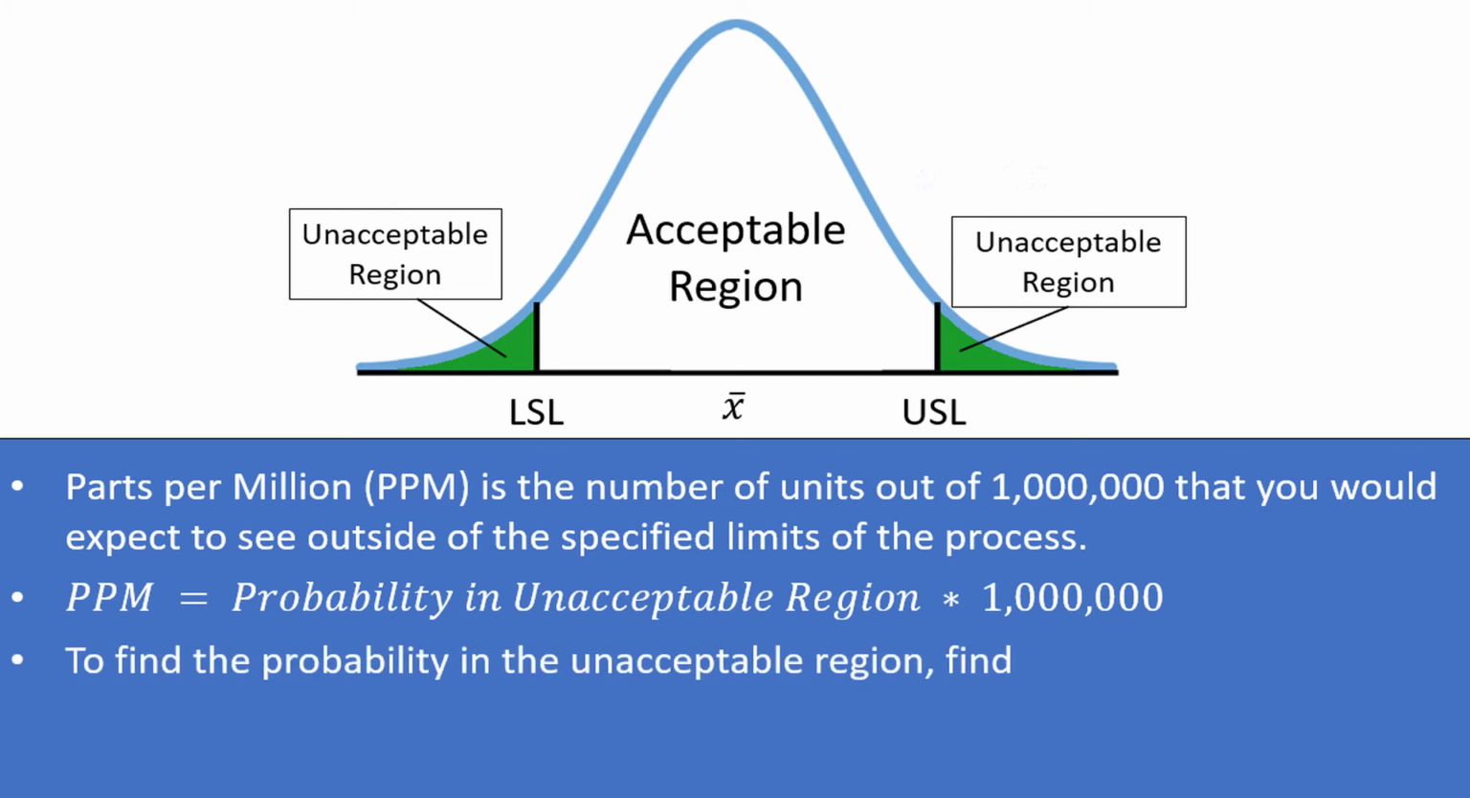To do this, we must calculate z-scores corresponding to the upper and lower specification limits using these formulas. We will talk more in detail about how that procedure works when we look at an example, which we will turn to now.